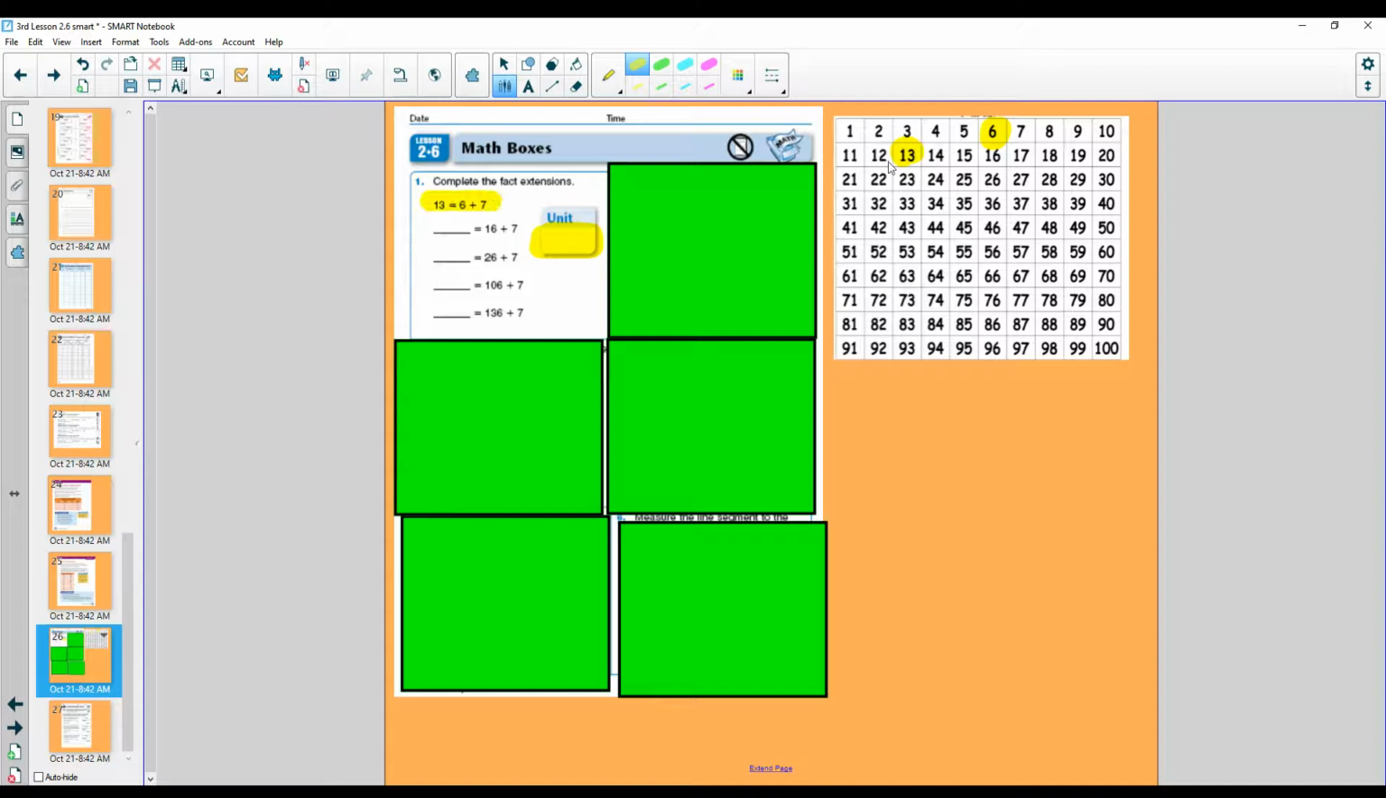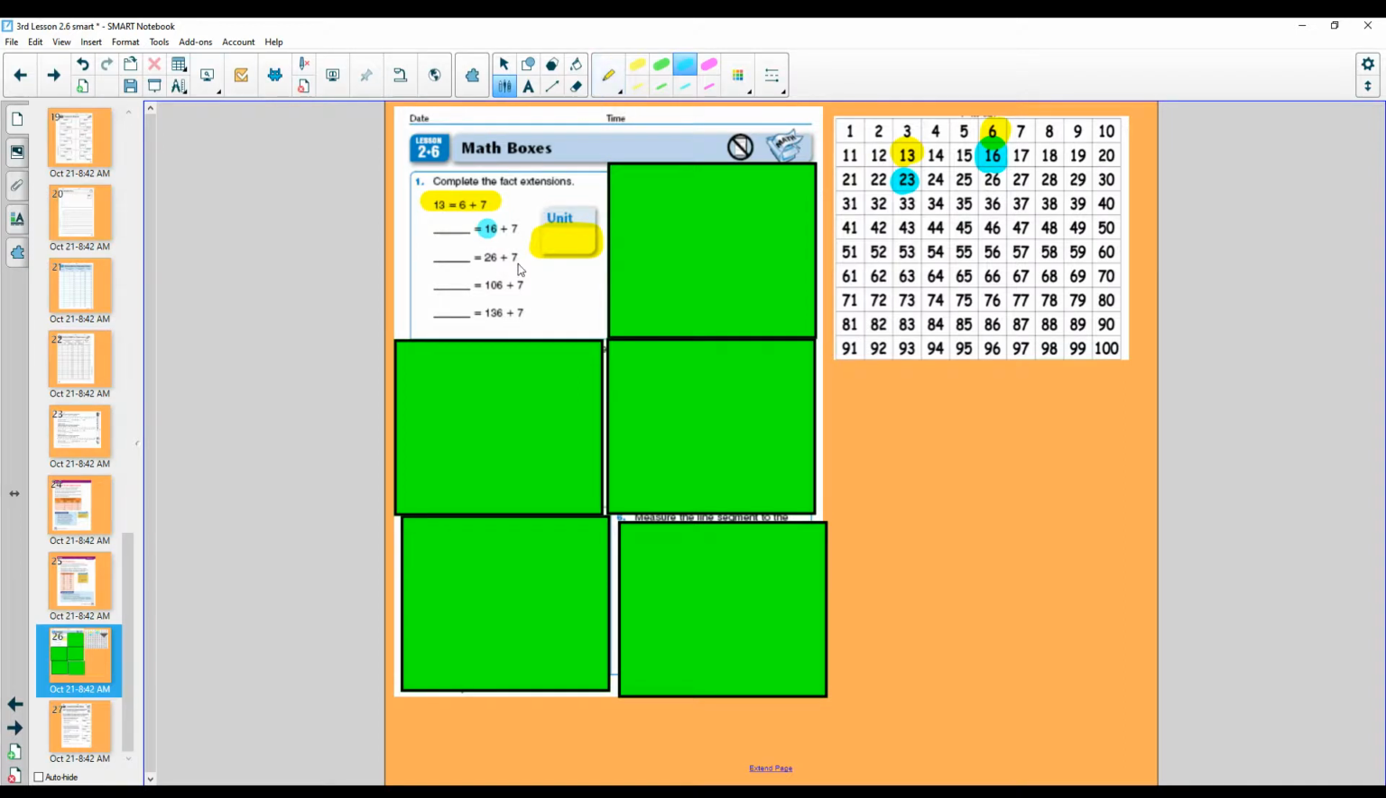Look at 6 plus 7, so 1, 2, 3, 4, 5, 6, 7 gets us 13. Now look at, instead of starting with 6, we're going to start with 16. We're going to go to 7. Watch what happens. 1, 2, 3, 4, 5, 6, 7. All they did from this problem to this problem is right here they added a 10. So we know our answer is going to be 10 more than this one. We end up with 23.